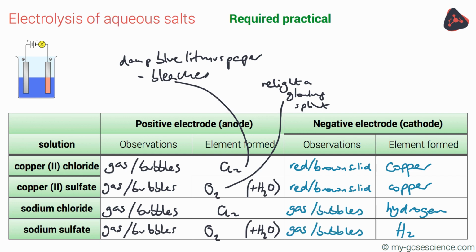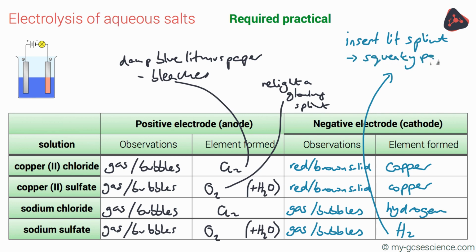And do you remember how to test for hydrogen gas? If you collect enough gas in a test tube and you insert a lit or burning splint, then you'll get a small squeaky pop, and this tells you that hydrogen is present.